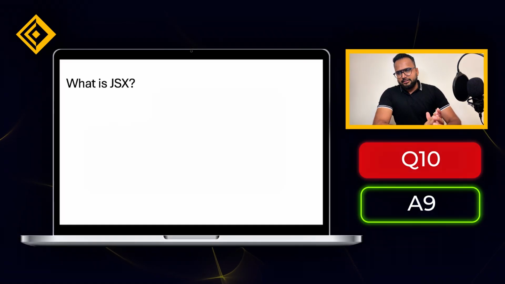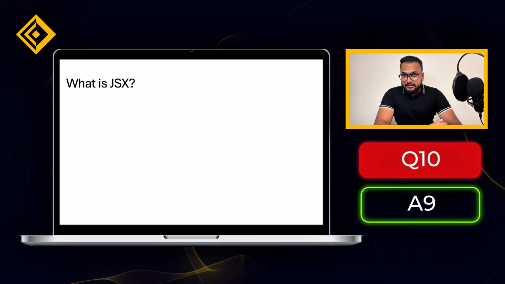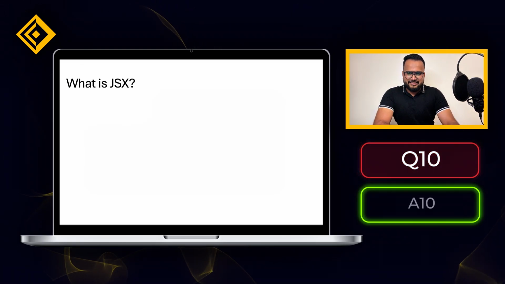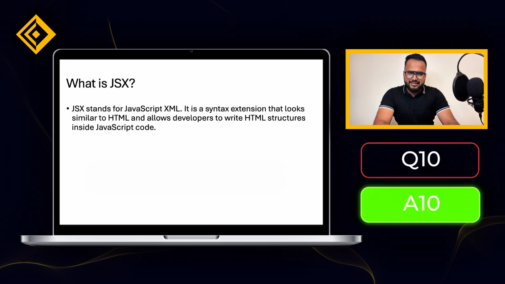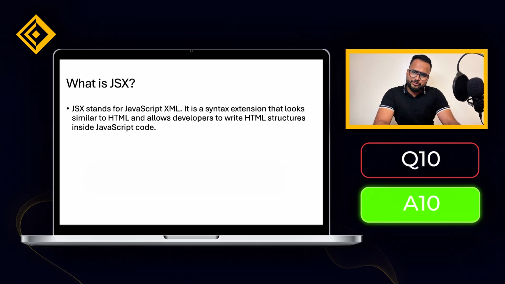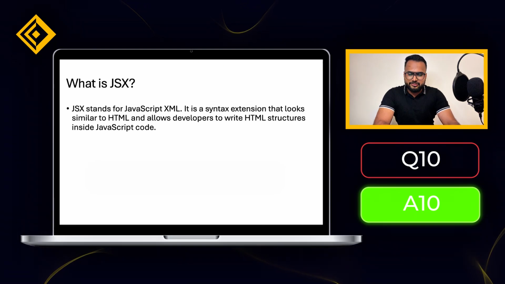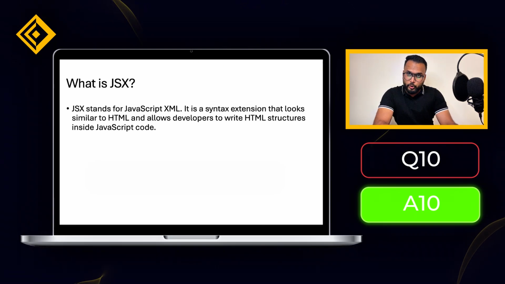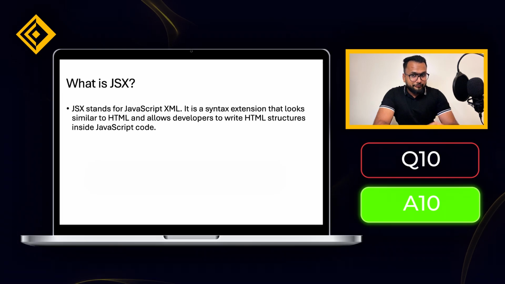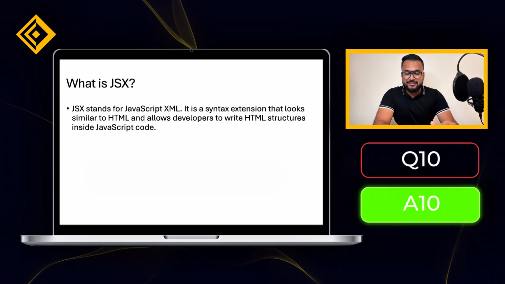For programming, the next question will be, what is JSX? You guys know very well what is JSX. JSX stands for JavaScript XML. It is a syntax extension that looks similar to HTML and allows developers to write HTML structure inside JavaScript code or inside JavaScript functions and class components.